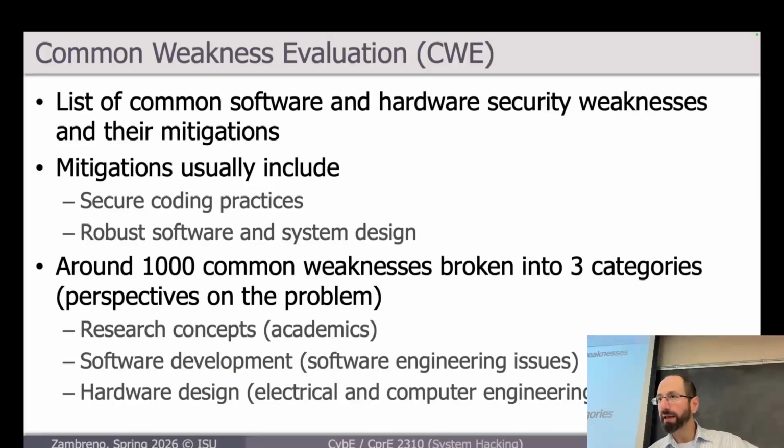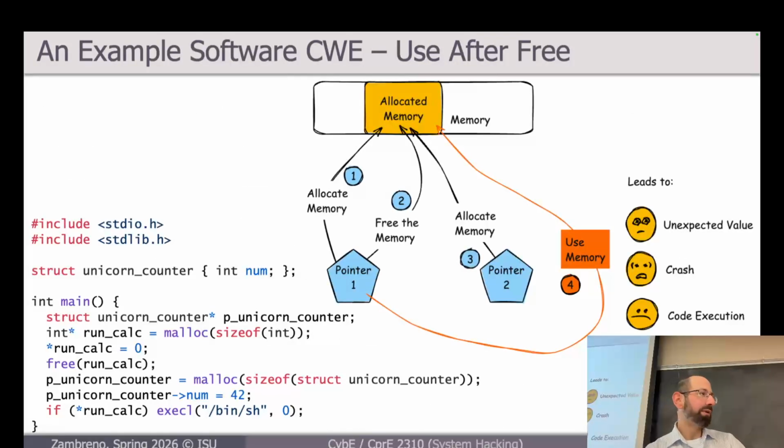So the CWE is a separate, more static database of, like I said, things that are wrong with software or system configurations, or potentially hardware security as well. There's over 1,000 common weaknesses that are broken into 3 different main categories. One is more conceptual vulnerabilities. Then we'll talk primarily about software engineering issues, but there are also hardware design vulnerability issues as well, electrical and computer engineering issues, if you want to call it that. Here's an example CWE. So this is what a CWE looks like.